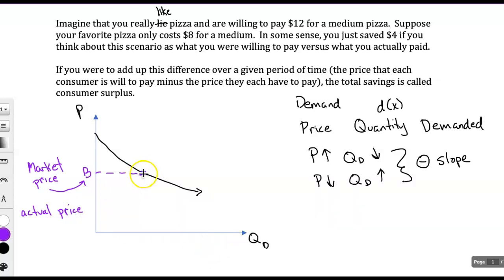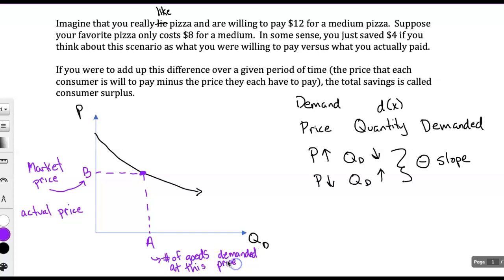At that price, there is some kind of quantity that's going to be demanded, okay? So A is the number of goods demanded at this price, okay?